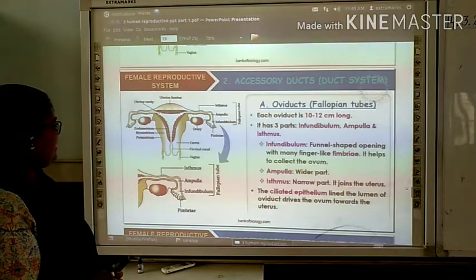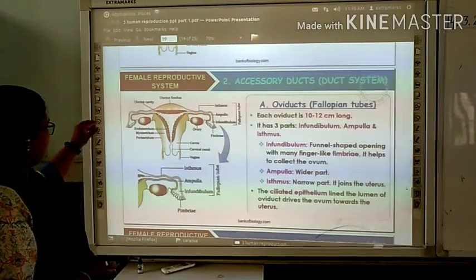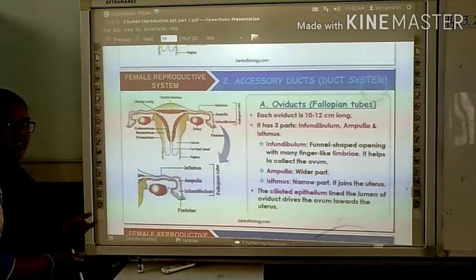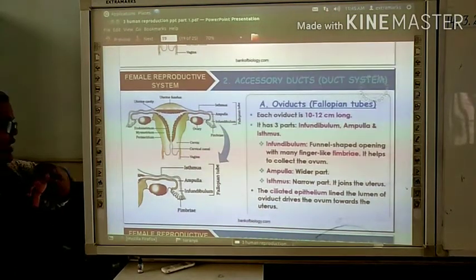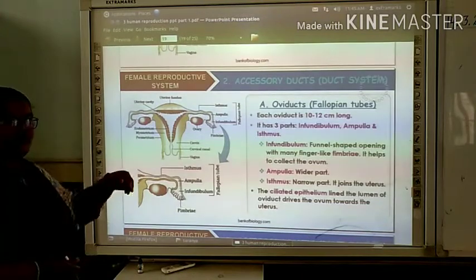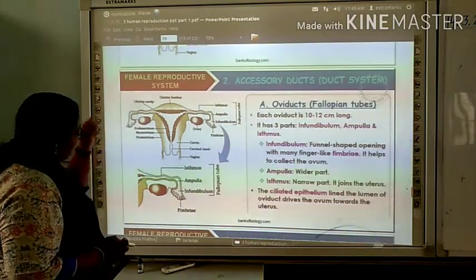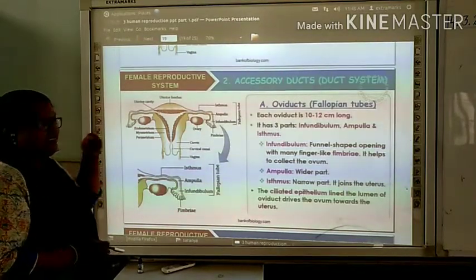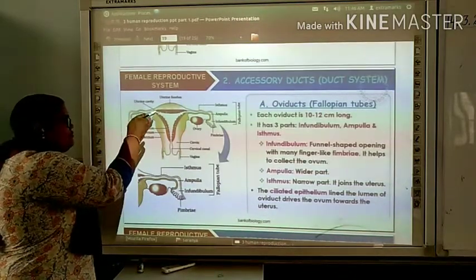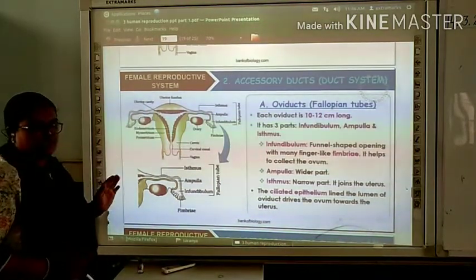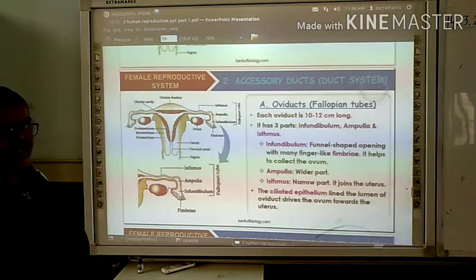So here you can see that the lumen, the pathway of the oviduct, is lined by a ciliated epithelium, right? This helps the movement of the ovum towards the uterus. That means it will be collected from here and taken inside, and you can see the minor ciliated epithelium will be continuously moving, so that the ovum will be easily moved towards the uterus. So the lumen will be lined by ciliated epithelium.